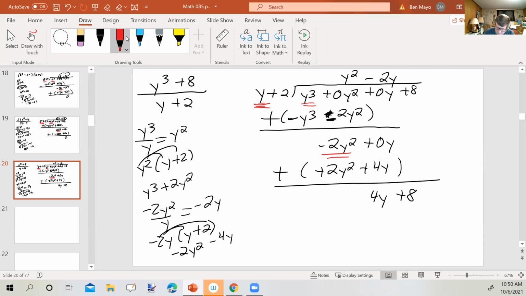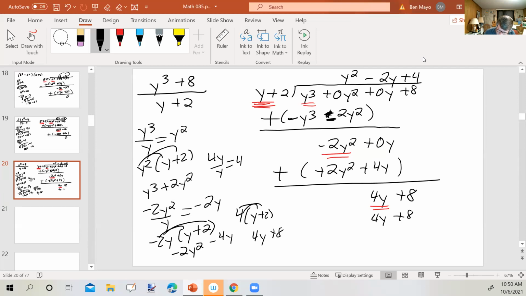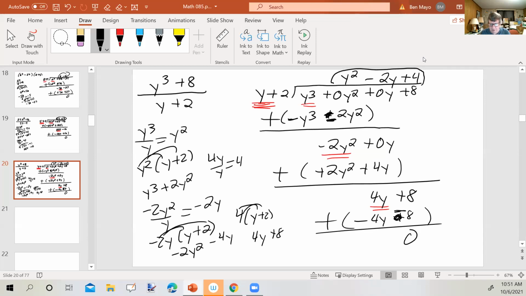Start the process over. Leading term inside divided by leading term outside. 4y divided by y is 4, so plus 4. 4 times y plus 2 is 4y plus 8. Put that over here underneath there. Subtract that quantity from what's up above. Change it to addition of the opposite. 4y plus negative 4y is 0. 8 plus negative 8 is 0. So no remainder, and this is our final answer: y squared minus 2y plus 4. Any questions about that one?